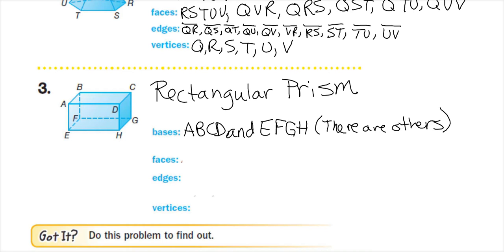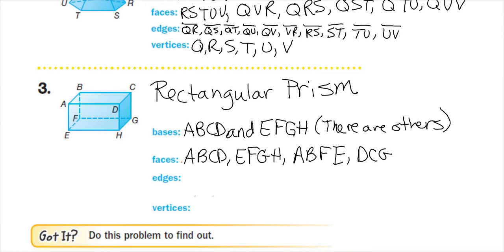All right, and then let's look at the faces. So the faces would be A, B, C, D. We've got E, F, G, H. Then we have A, B, F, E. We have D, C, G, H. And then we got A, D, H, E. And B, C, G, F.